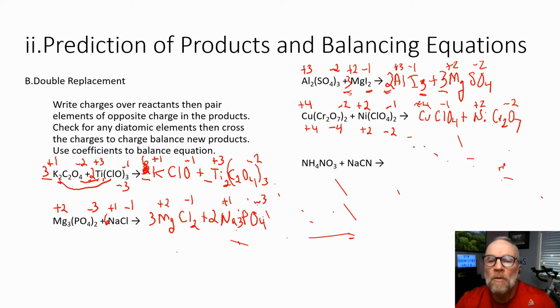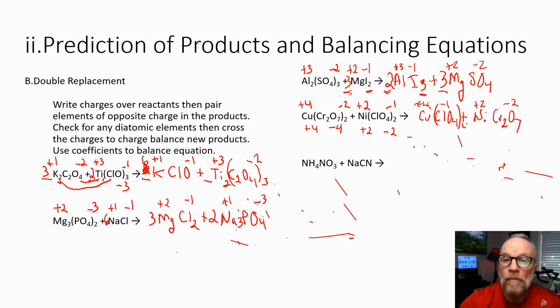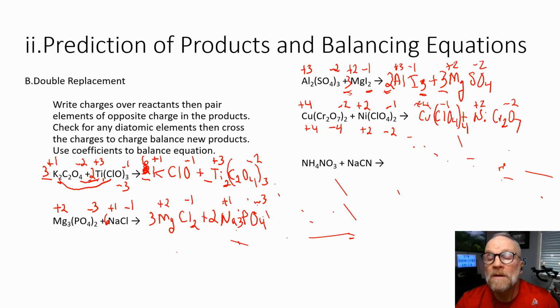And so now we need to charge balance our products. Make sure that they're written correctly. So 4 coppers need to have 4 perchlorates to balance it out. Nickel's +2 and dichromate's -2, so it is balanced. And so now we just got to go through and balance our equation.